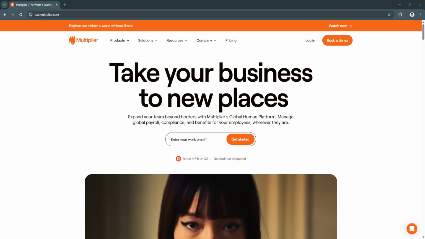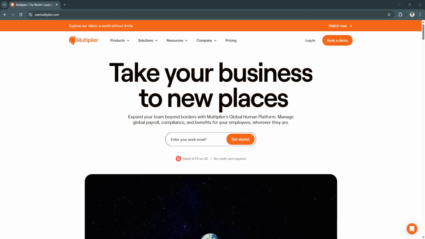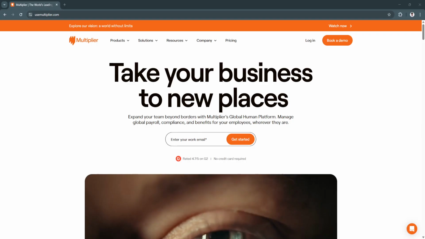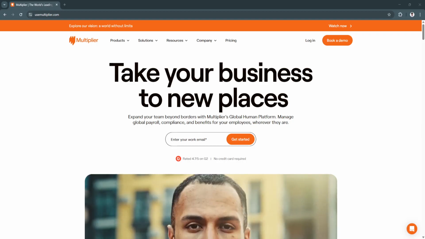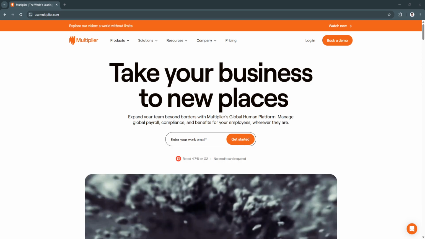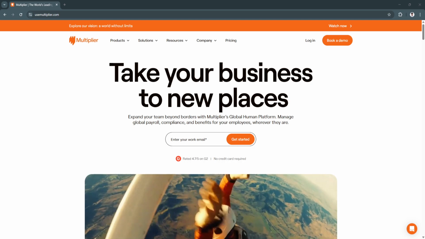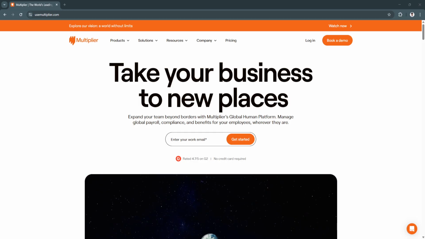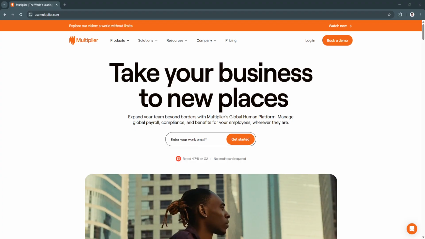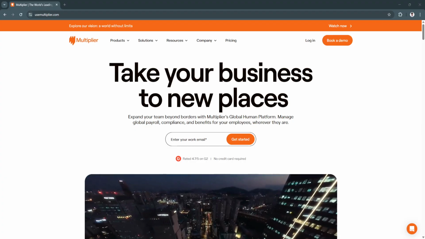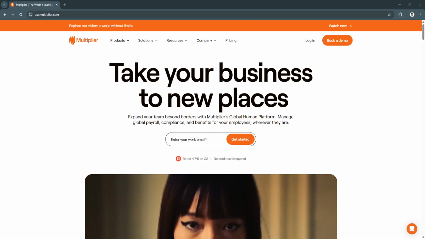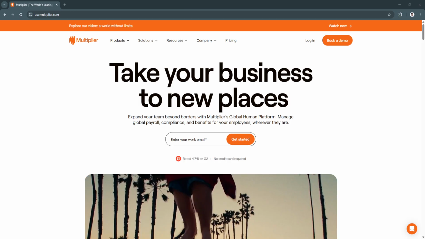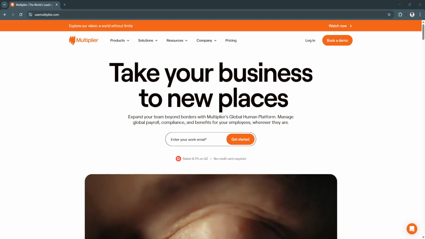Multiplier's integration capabilities with HR and accounting systems further enhance efficiency, making payroll processing seamless and hassle free. So, by adopting Multiplier Payroll, companies can reduce administrative burdens, ensure global workforce satisfaction, and focus on growing their business with confidence. So, if you're expanding internationally or managing remote teams, Multiplier is an essential tool to streamline your payroll operations effortlessly.